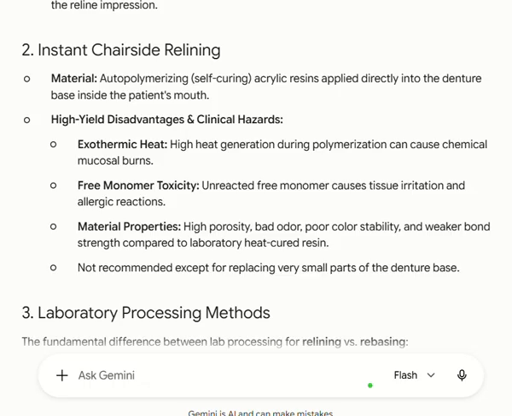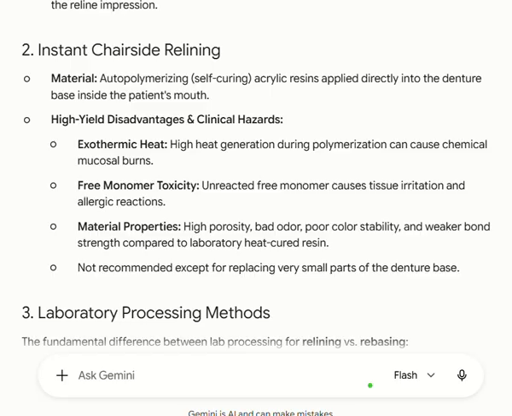Free monomer toxicity. Unreacted free monomer causes tissue irritation and allergic reactions. Material properties: high porosity, bad odor, poor color stability, and weaker bond strength compared to laboratory heat-cured resin. Not recommended except for replacing very small parts of the denture base.